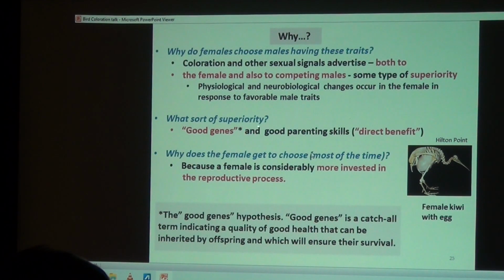So what type of superiority? At least two kinds. One superiority would result in a direct benefit, and the other superiority is what is called the good genes hypothesis. And let's see what these mean. A direct benefit would be the male advertising, "Hey, I'm going to be a good parent. Marry me." That would be the direct benefit.